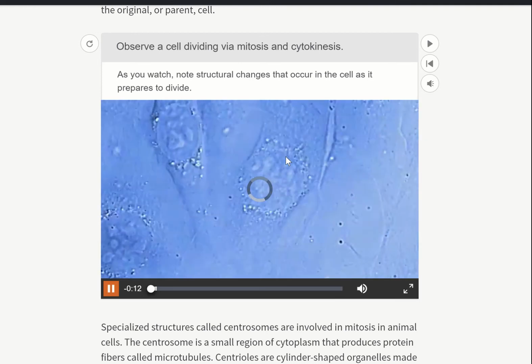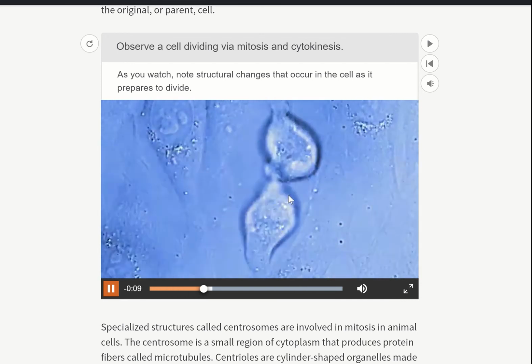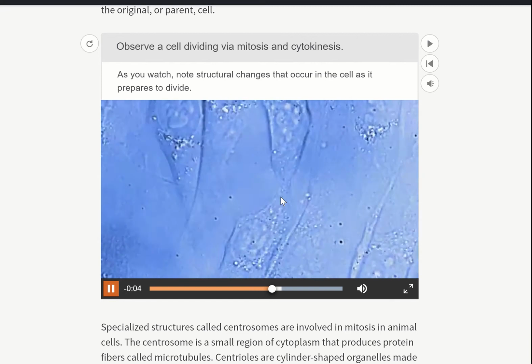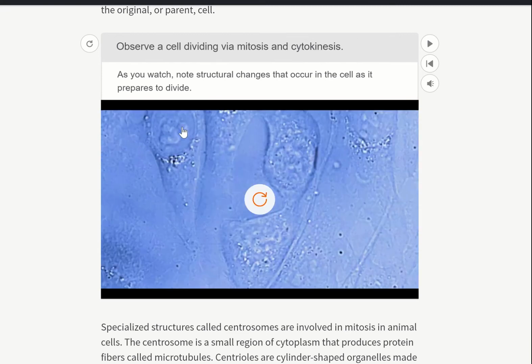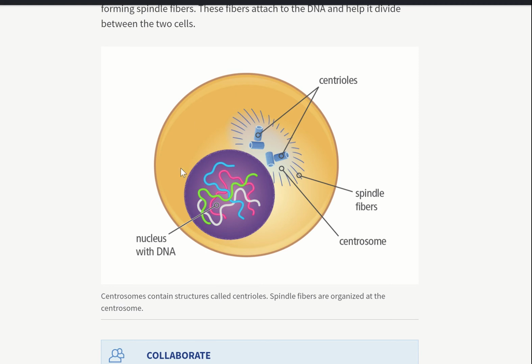The cell is going to grow a little bit. Cell's going to grow there, divides in half, and now it's going to go separate ways. It completely divides, and now we have two cells that are absolutely identical. And that's how we got all of these cells. So we scroll down, here's a picture of the cell, and this is what happens in prophase, kind of before we get ready to divide.